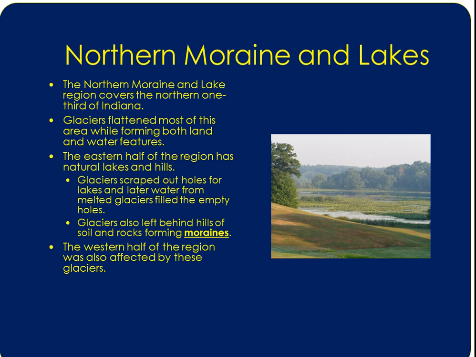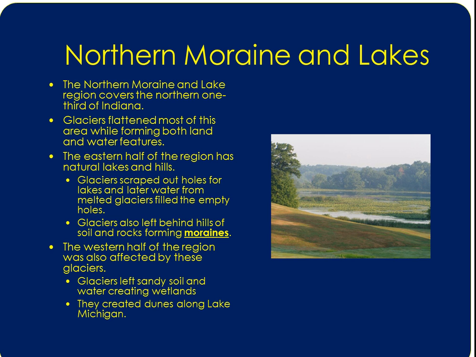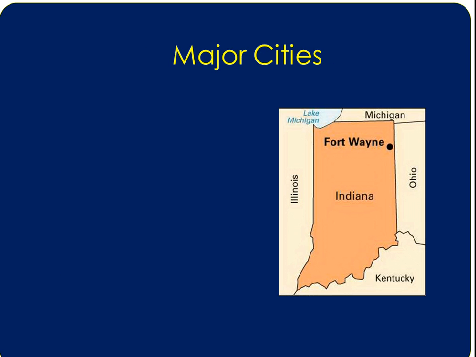The western half of this region was also affected by these glaciers, but instead of creating lakes, it created wetlands and sandy soil. It also created dunes along Lake Michigan, and we're going to learn about those dunes a little bit more here in just a few minutes.